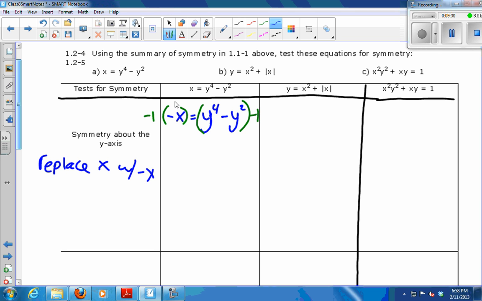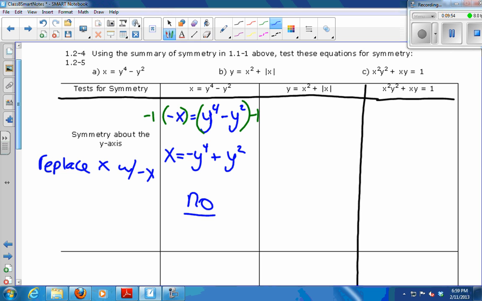But when I do that, negative 1 times negative x gives me positive x, so I fixed that. But then when I multiply the negative 1 to the other side, I get negative y to the fourth plus y squared. And now I've messed up the signs on the other side. So there's nothing I can do to make this equation look like the original. So I would say no, no y-axis symmetry.